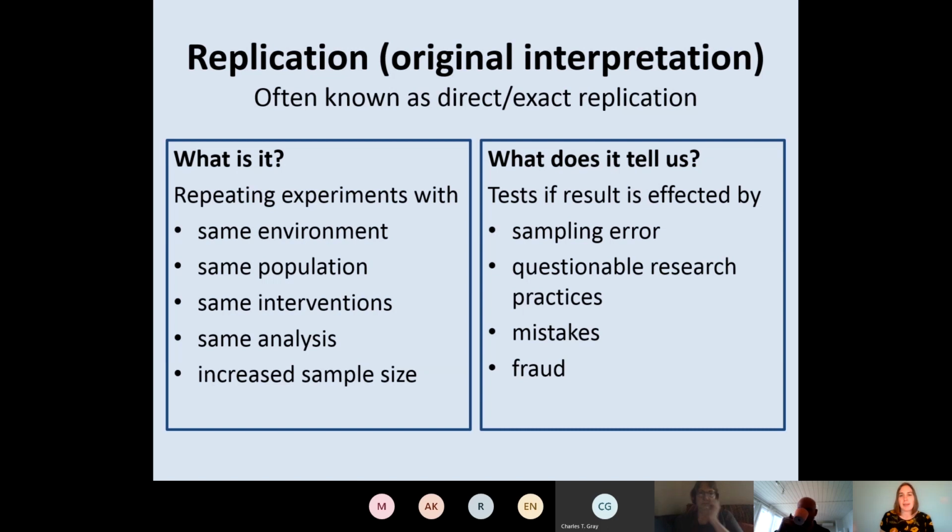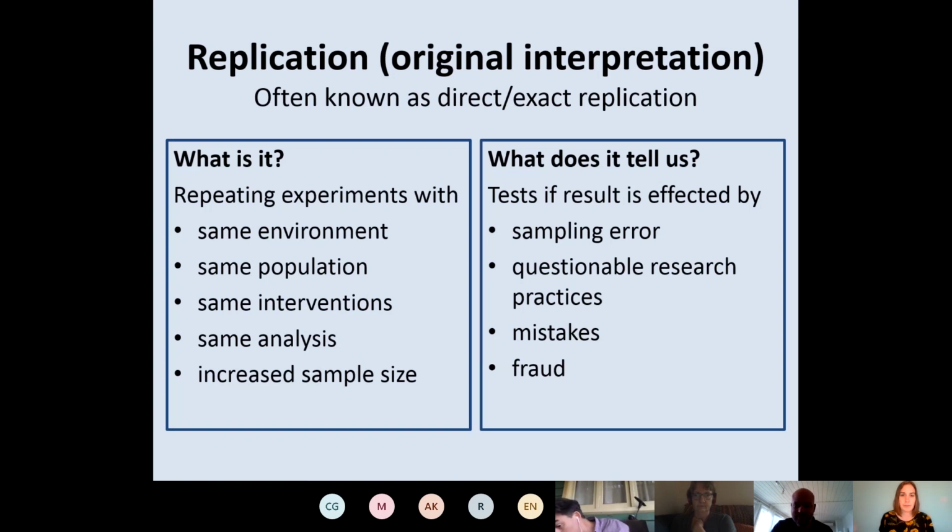And this kind of study tells us about whether the result is affected by sampling error, whether it's likely to be influenced by questionable research practices or mistakes the original authors might have made in their analysis or approach the first time round. It can also turn up fraudulent data if you redo the study and can't find the same result or anything like it. It might be fraud. Hard to tell though unless you dig into that a little bit further.